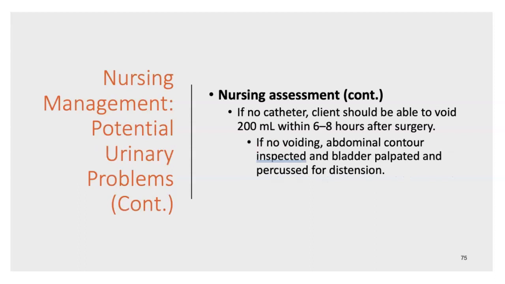If the client doesn't have a catheter, as I've said, the client should be able to void 200 mils within the 6 to 8 hours after surgery. Again, if no voiding, you're going to inspect for bladder distension.